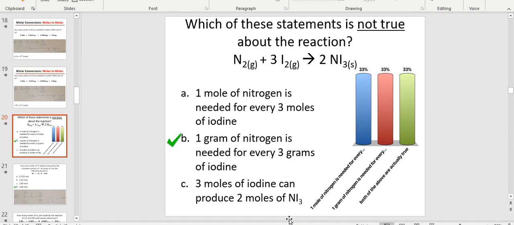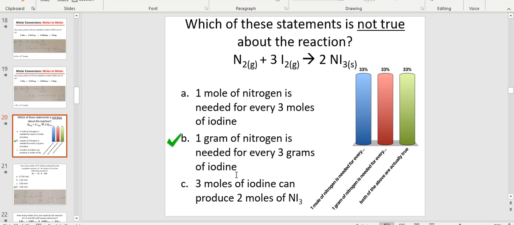Which of these statements is not true about the reaction? 1 mole of nitrogen is needed for every 3 moles of iodine. 1 mole of nitrogen is equal to 3 moles of iodine. Well, that is true. 3 moles of iodine can produce 2 moles of nitrogen triiodide. 3 moles of iodine can make 2 moles of this. Good. 1 gram of nitrogen is needed for every 3 grams of iodine.